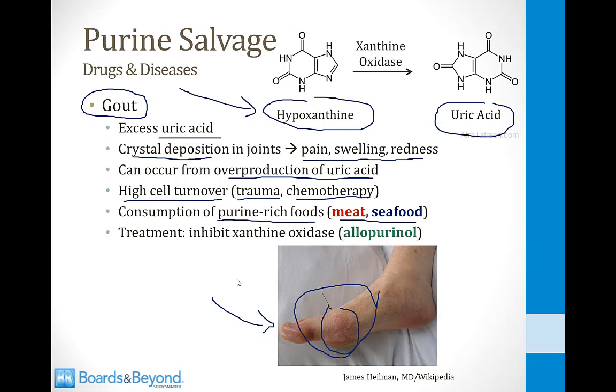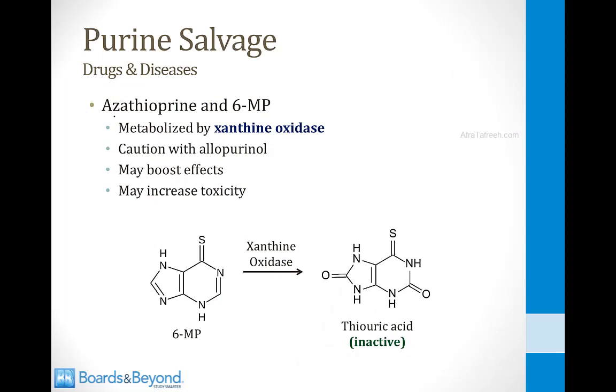The treatment for gout is to administer an inhibitor of xanthine oxidase called allopurinol. This will blunt the conversion of hypoxanthine to uric acid and lower the uric acid levels and make gout attacks less likely. A few slides ago, I talked about the two drugs, azathioprine and 6-mercaptopurine, which mimic the structure of purines. And just like purines, these two drugs are also metabolized by xanthine oxidase. 6-MP is converted by xanthine oxidase into thiouric acid, which is an inactive metabolite.